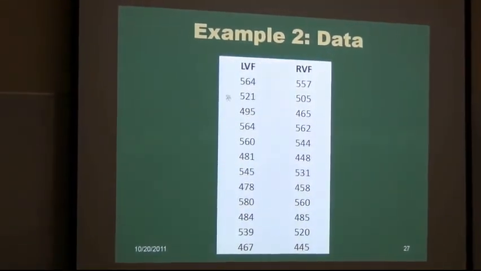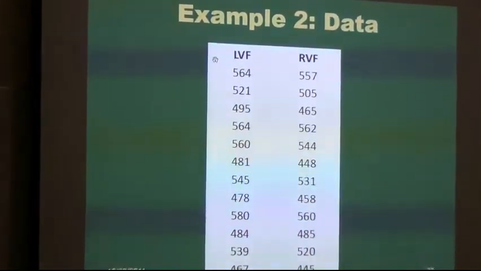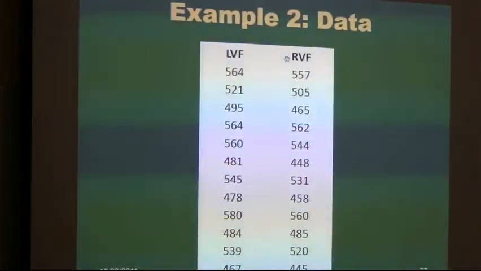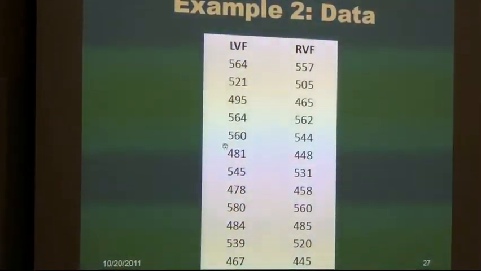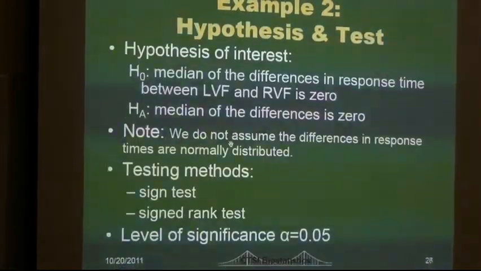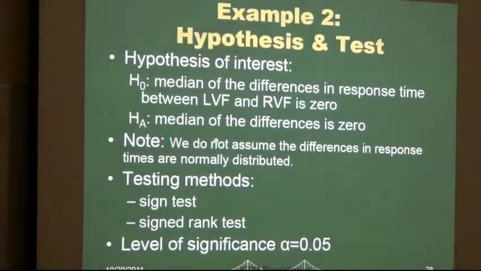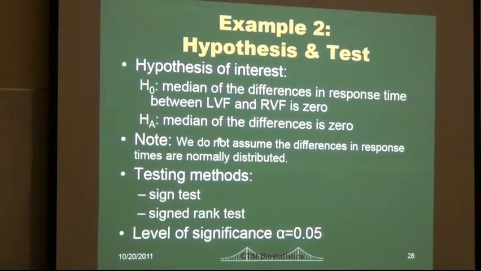So here's the data. You have the response time for left visual field and response time for right visual field, and there are 12 subjects. To compare the response time here, because there are only 12 subjects, and in this example, we can't assume that the data is normally distributed, so we use a nonparametric test.